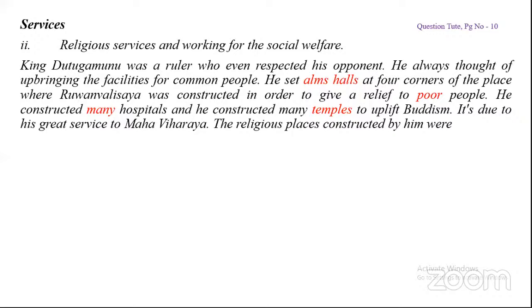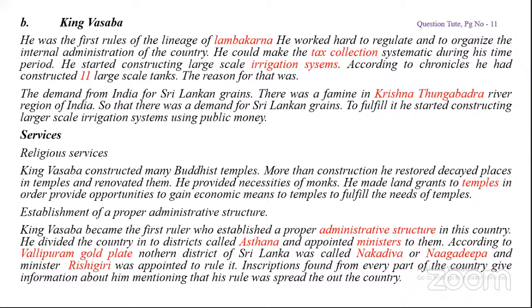Then the next person, Vasabha, who came second. Regarding Dutugamunu, a question came regularly. In every year they have given one king out of these three kings to explain, so you can go through the past papers and see. Okay, so regarding Vasabha, this is the answer.